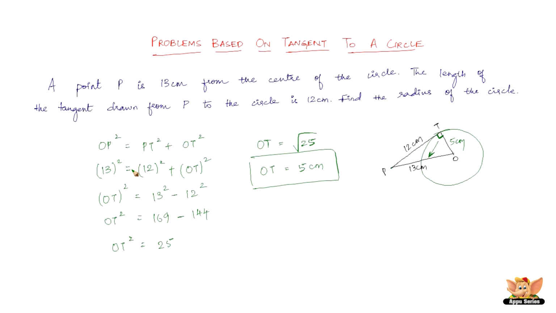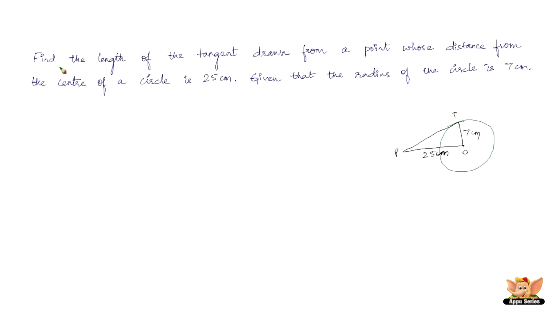Let us quickly solve another problem. Here we've got another question which reads like this. Find the length of the tangent drawn from a point whose distance from the center of a circle is 25 centimeters, given that the radius of the circle is 7 centimeters. So now we need to find the length of the tangent which is drawn from a point whose distance from the center of the circle is given.